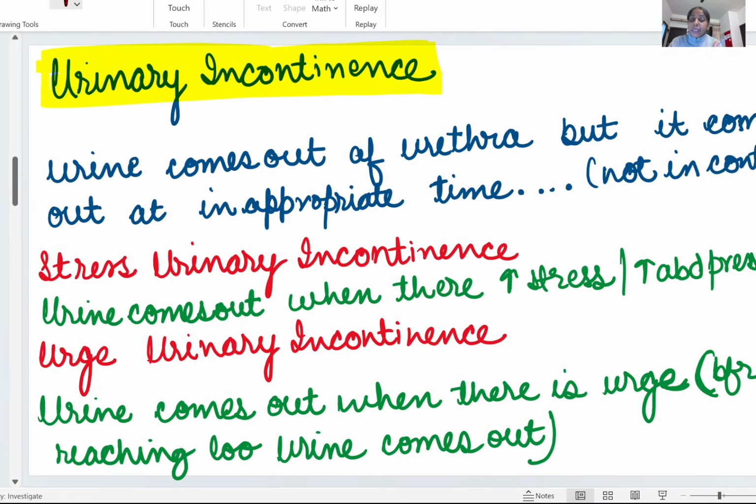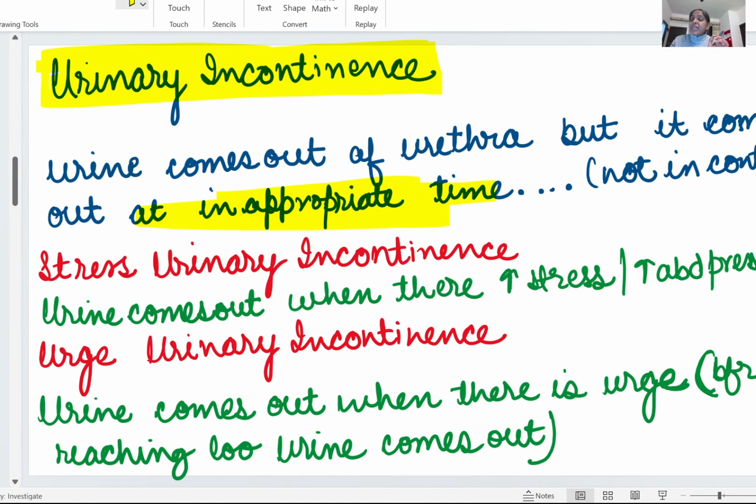If the urine is coming through a fistula, beta, then what is it? If the urine is coming through the vagina, it is a fistula. Very good, it is the Ritchen maneuver. So you should know what is incontinence. Incontinence means urine is coming at an inappropriate time.